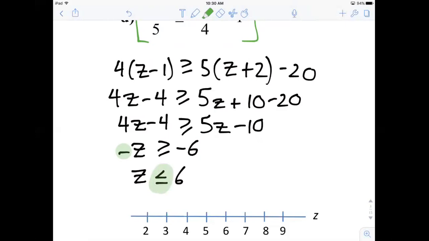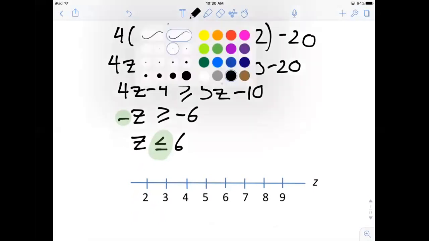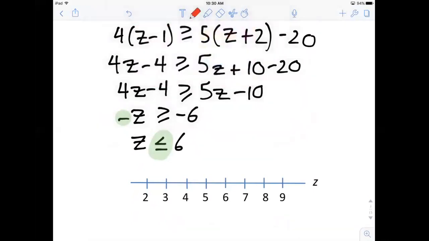So that means the values that I want include 6 itself. The exact number 6 is okay, and all numbers less than that. So I do a fully filled in circle at 6, and then I have my line that goes down, I'll make it a little neater, down in the negative direction from there.